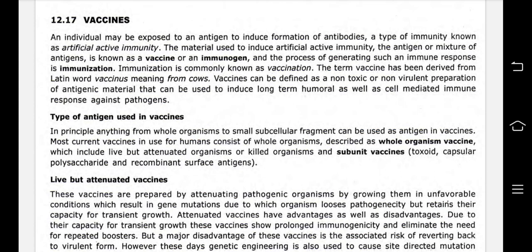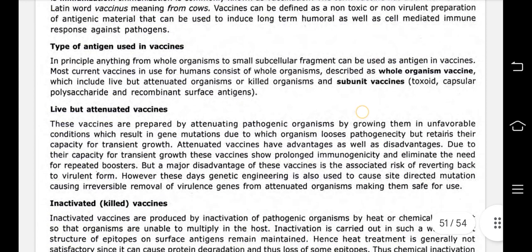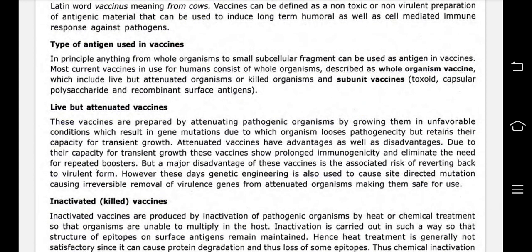The term vaccine has been derived from the Latin word vaccinus, meaning from cows. So vaccines can be defined as a non-toxic or non-virulent preparation of antigenic material that can be used to induce long-term humoral as well as cell-mediated immune response against pathogens. And the type of antigen used in vaccines: in principle, anything from whole organisms to small subcellular fragments can be used as antigen in vaccines.